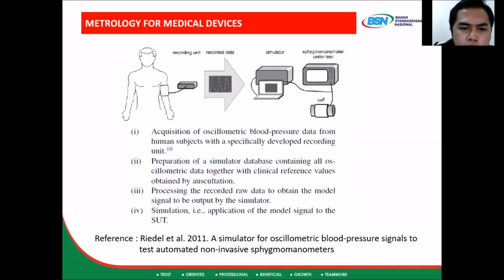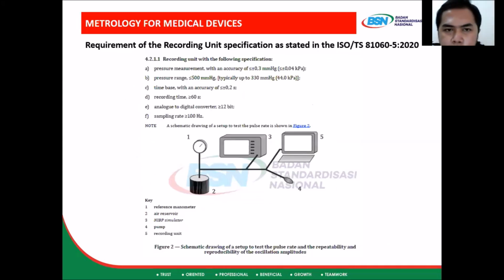And the recording unit itself has specification requirements as stated in ISO 81060-5:2020: pressure measurement accuracy equal to or less than 0.3 millimeters of mercury, range below 500 millimeters of mercury, the ADC, analog digital converter, is more than 12 bit, and the sampling rate is 100 Hz or 100 samples per second. And this is the test setup.